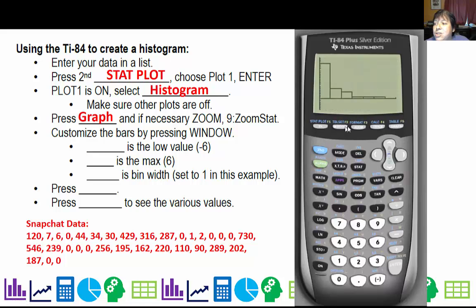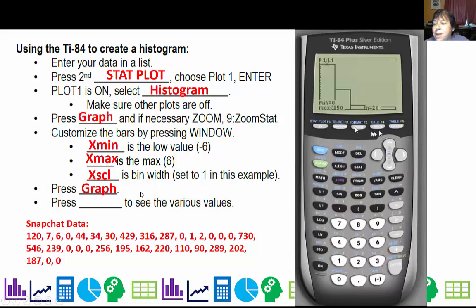Now, if I want to change my window, I press window. And X min is the lowest value I want to use. 0 is fine. X max is the highest value. Actually, let's see, I had like 730, so we'll do 750, and I'm going to use a class width of 150. So X max is the max, Xscl is the bin width or the class width. You might see those two terms together. I think 23 is high enough for my highest data point.